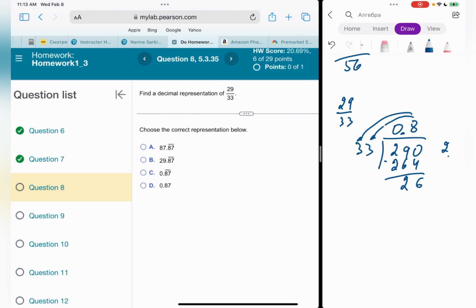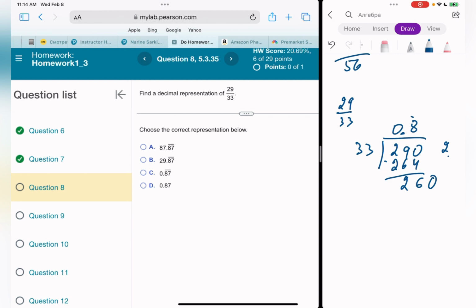How can we figure out that we took enough times? This remainder that I get, 26 in this case, has to be less than 33. If I get more than 33, that means I didn't take enough. Instead of 8, I'm going to go higher, take 9, okay? Your remainder always has to be less than the number we are dividing by. Okay, moving further.